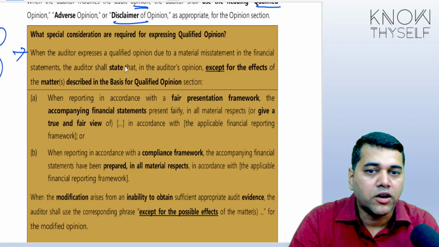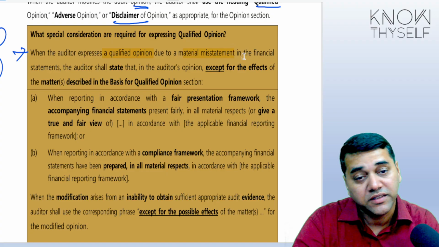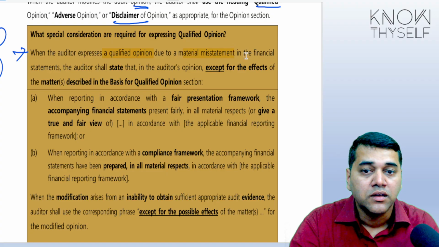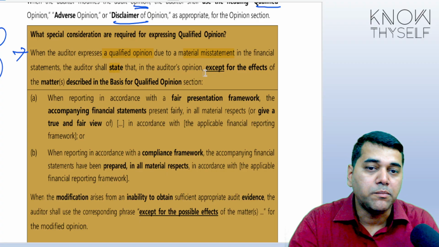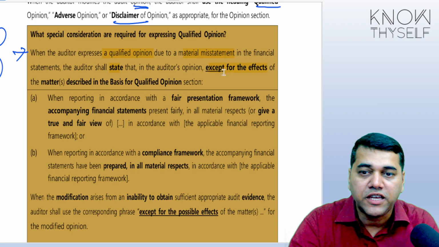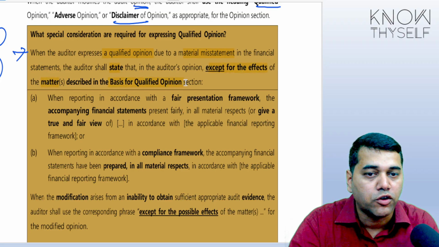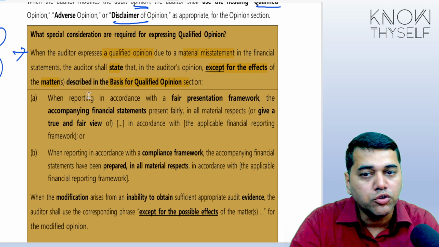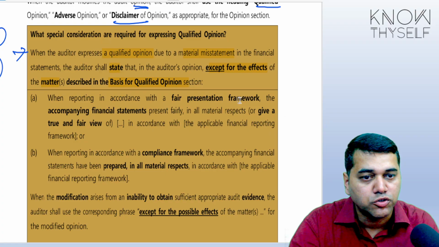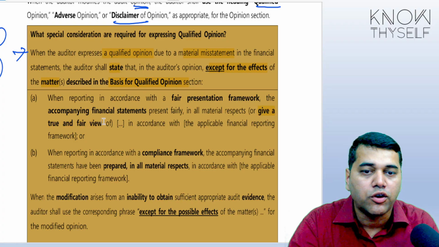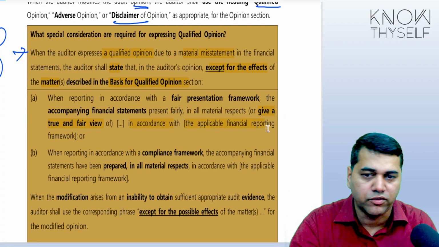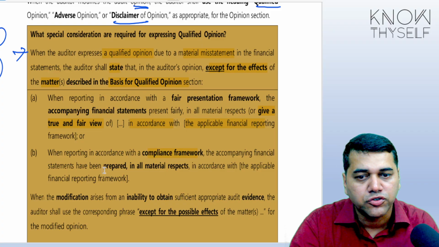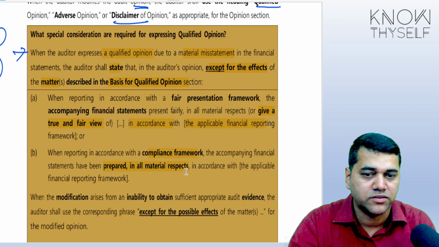Now, when the auditor is going to express a qualified opinion due to material misstatement, that means he has found the material misstatement, he shall state in the auditor's opinion that the accompanying financial statements, except for the effects of the matters described in the basis for qualified opinion, and if you are going to do the audit as per a fair presentation framework, you should say they give a true and fair view of the financial statements in accordance with the Banking Regulation Act or whatever. And if it is a compliance framework, you should say they have been prepared in all material respects.